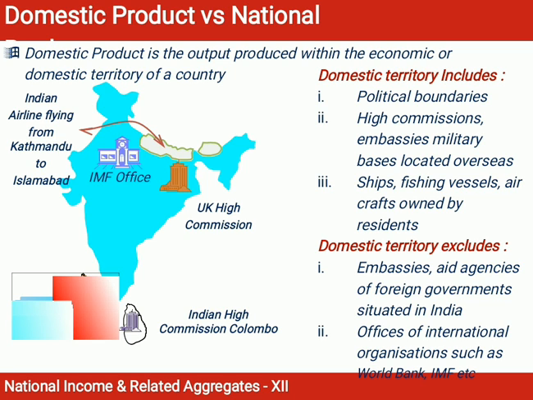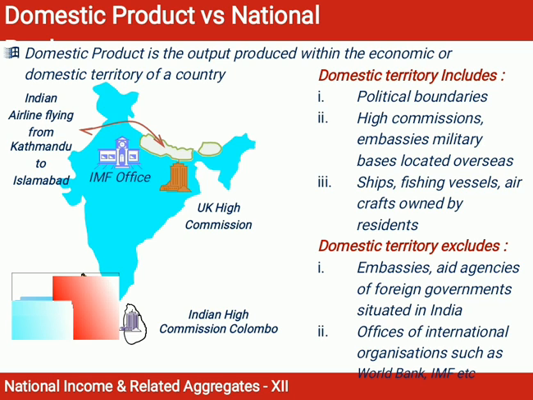And second, it includes fishing vessels, oil and natural gas rigs, and floating platforms operated by the residents of a country in international waters, where they have exclusive right of operation. For example, fishing boats operated by Indian fishermen in international waters of the Indian Ocean will be considered part of the domestic territory of India. And the third important point is embassies, consulates and military establishments of a country located abroad. For example, the Indian embassy in Russia is part of the domestic territory of India.